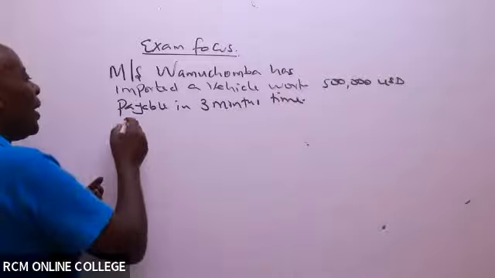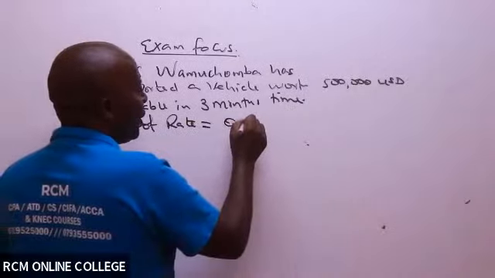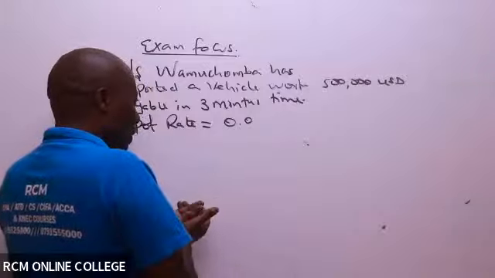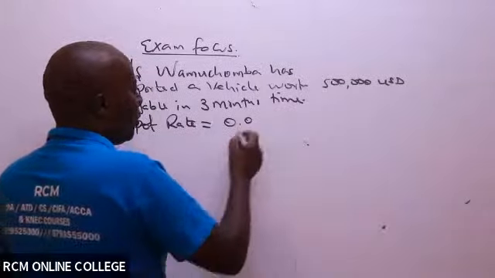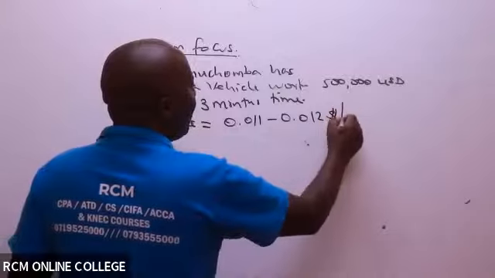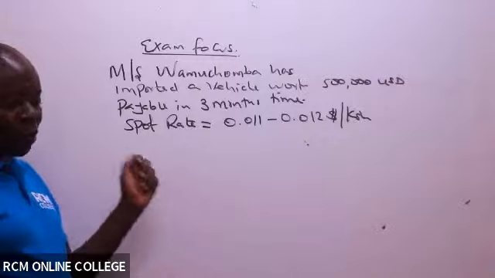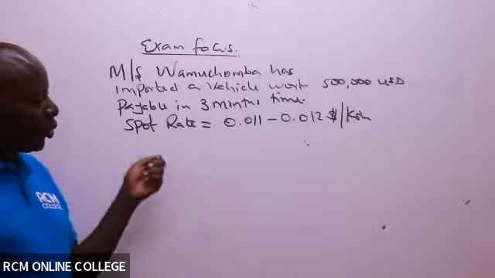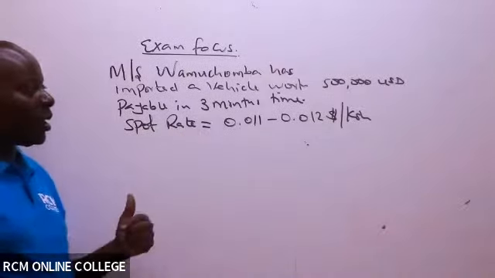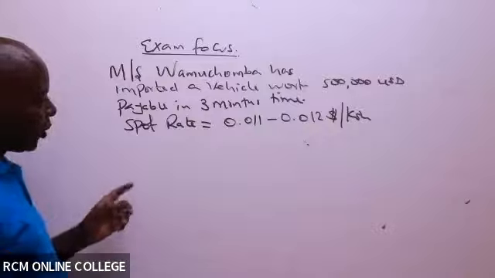So then they have given me the spot rate, today's rate. The spot rate, in this case here, is 0.011 to $0.012 per Kenya shilling. Yes, the examiner may want to twist things for you. Instead of saying 120 Kenya shillings, it twists this. Like myself, I like twisting things.